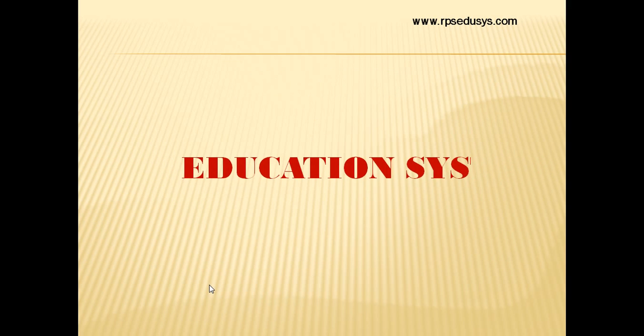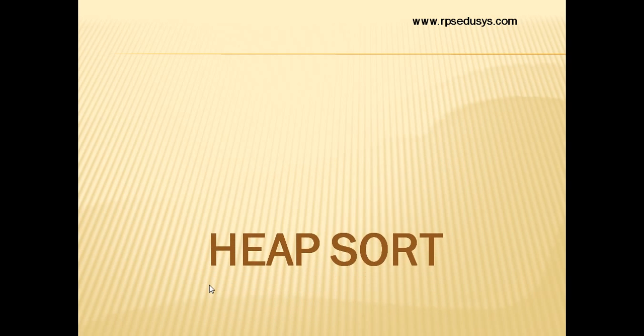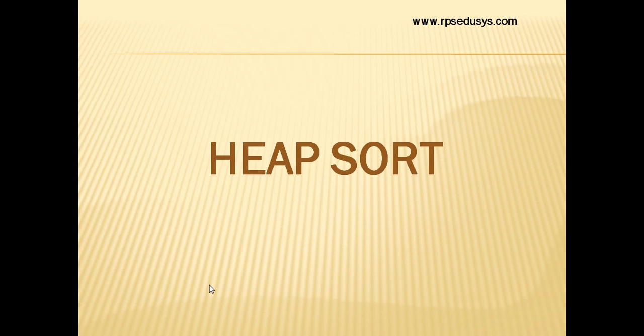Welcome back. Today I am going to discuss the heap sort mechanism. This sorting algorithm is related to the binary heap. A binary heap is a binary tree which has two special properties. Number one, shape property, and number two, order property.